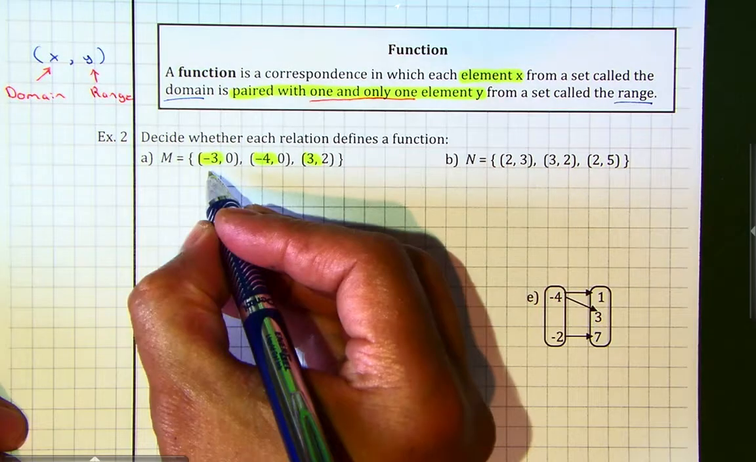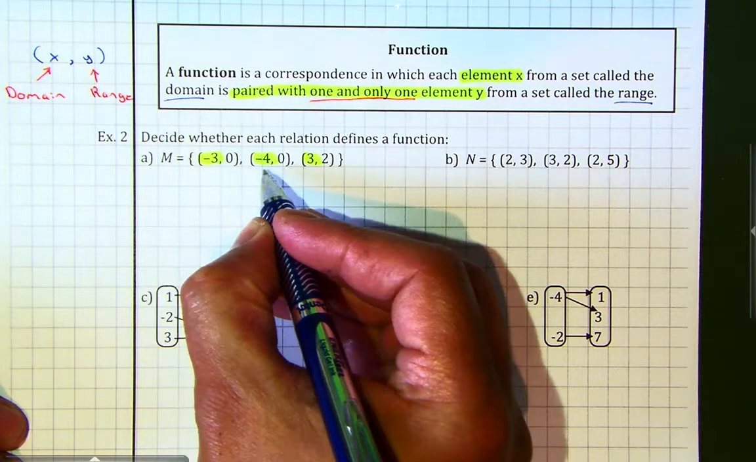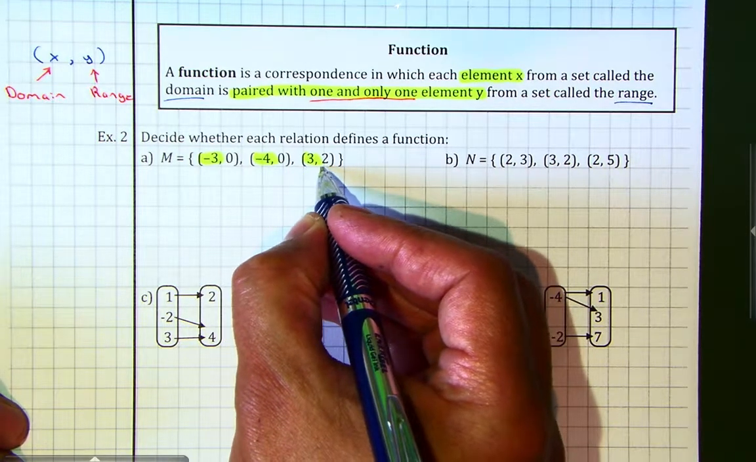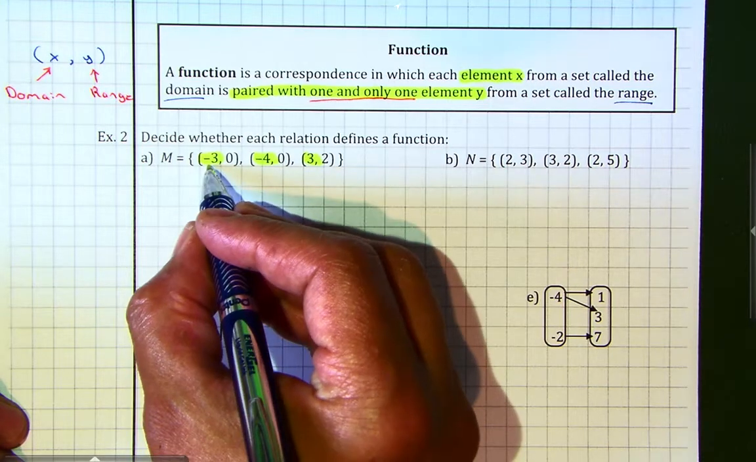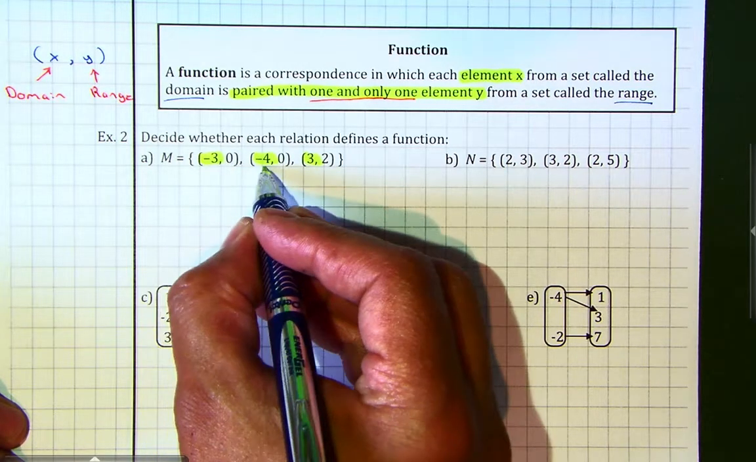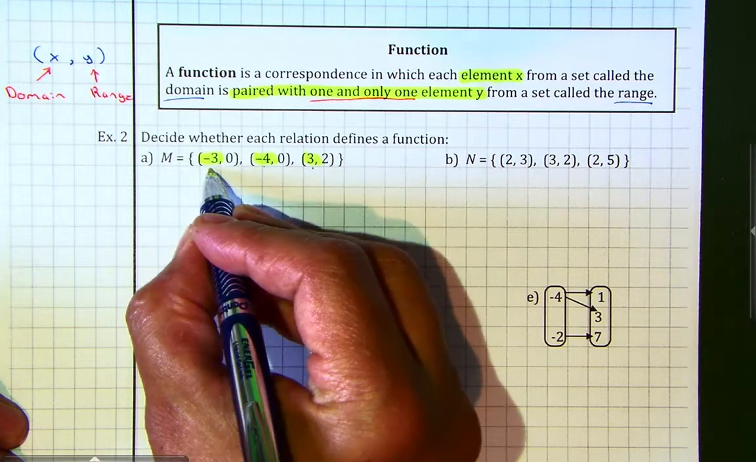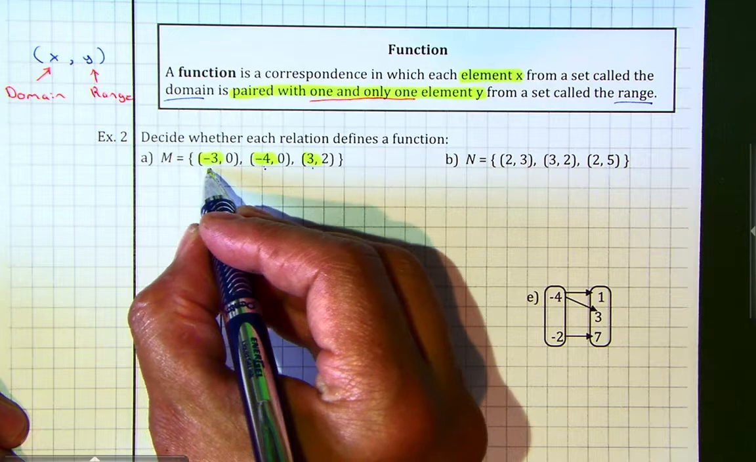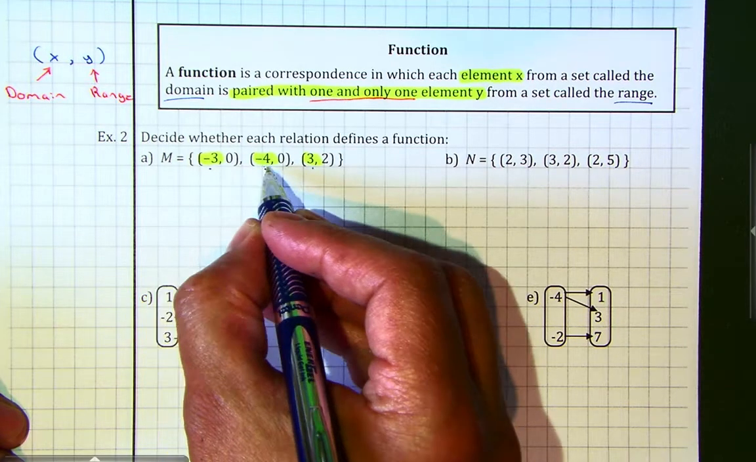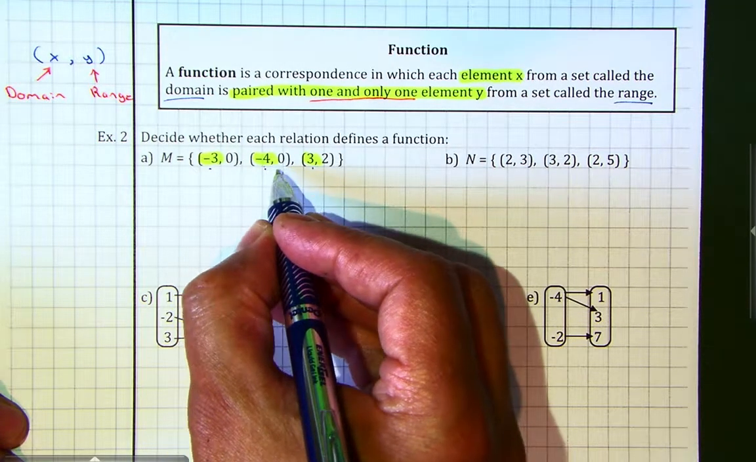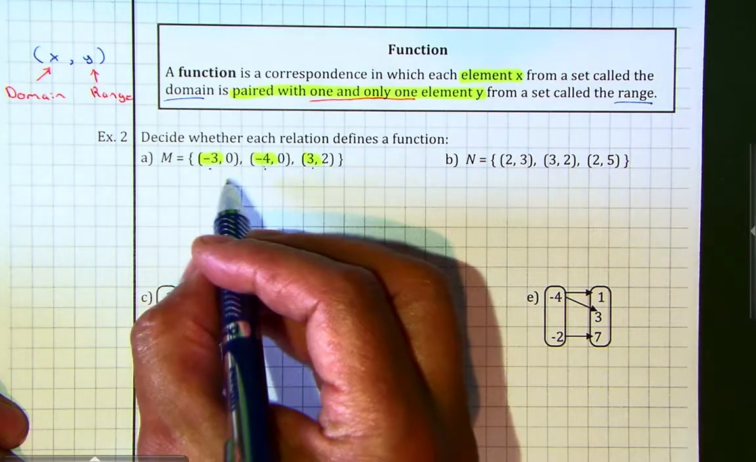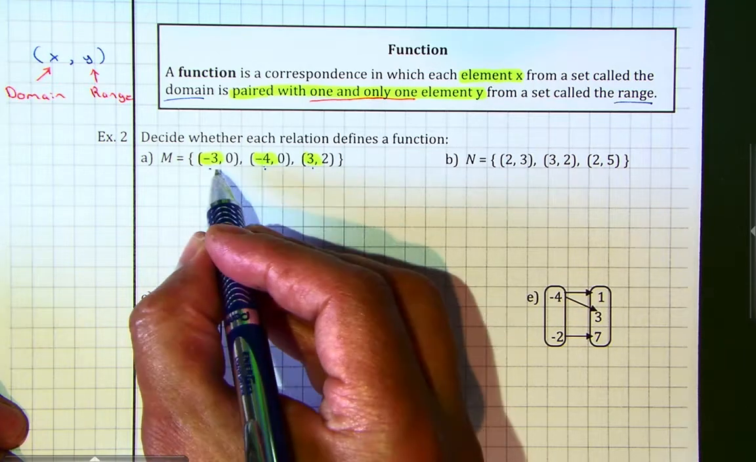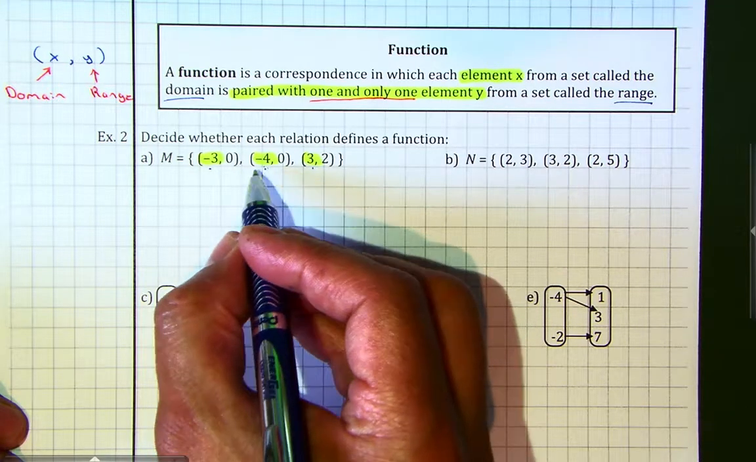A negative 3 is paired up with a 0. A negative 4 is paired up with a 0. And a 3 is paired up with a 2. So in this case, for each x, there's only one. There's only one negative 3, only one negative 4, and one 3. And even though this negative 3 is paired up with a 0, and this negative 4 is paired with a 0, it's still fine. The only problem that's going to arise is whenever you end up with two x values that are paired up with different values. So this is a function.